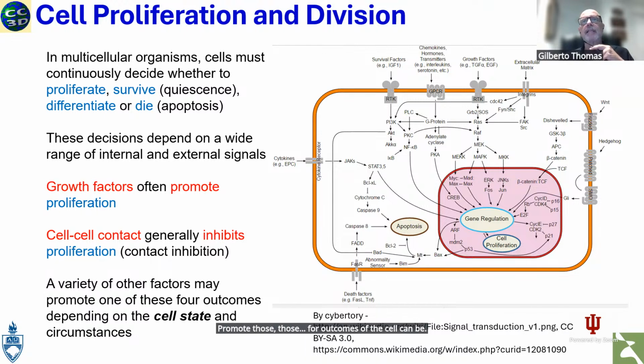which leads us to the concept of a cell state. We can say now that a cell is in a state of proliferation, a state of survival, or anything else.